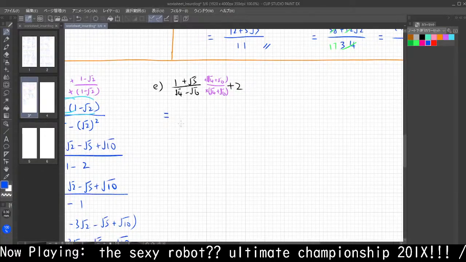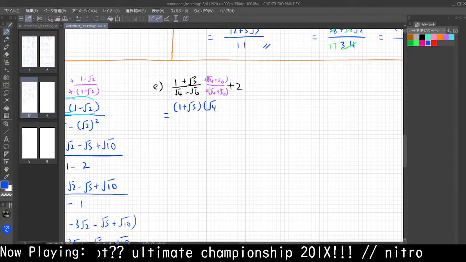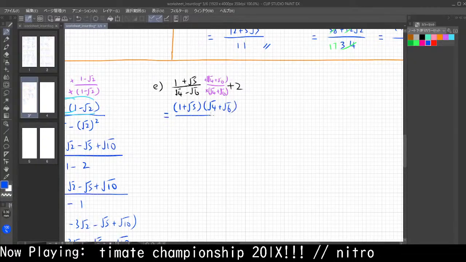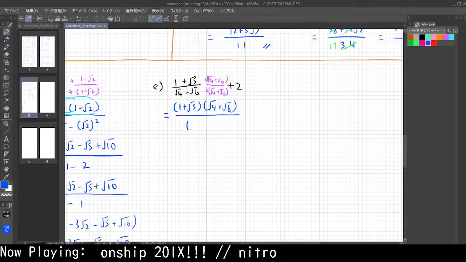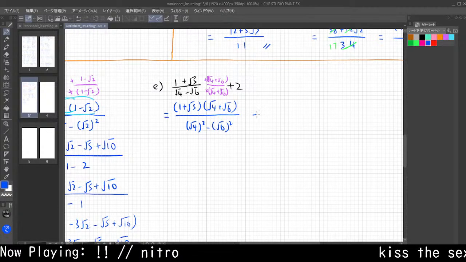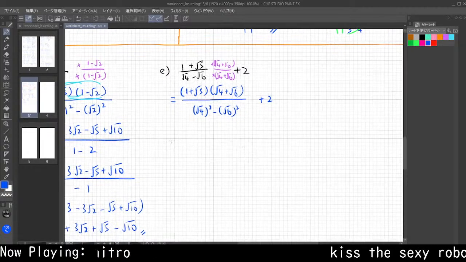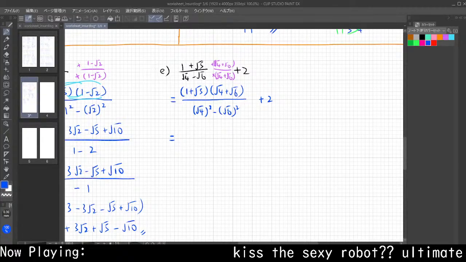Your bottom, okay, your top is still the 2 put together. Your bottom is first thing square minus second thing square. Okay. Your plus 2 is still there to the side. Your bottom is 4 minus 6.